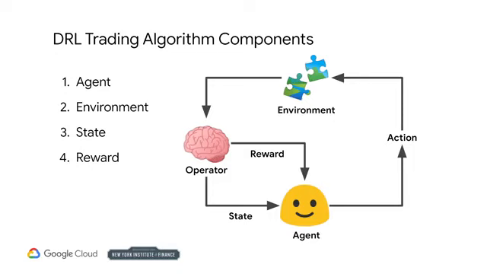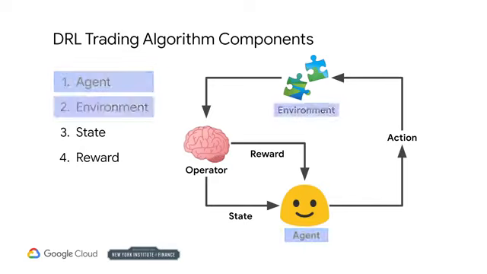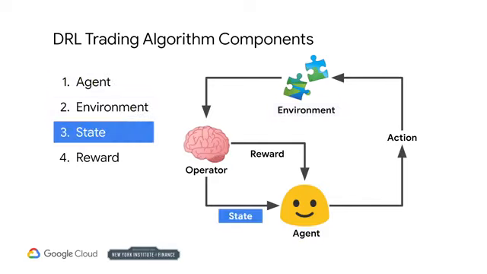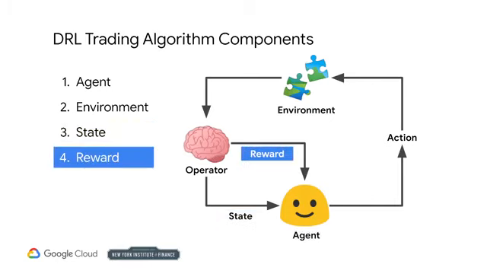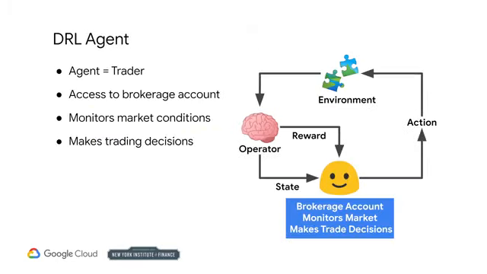In the process of applying DRL on financial markets, researchers have narrowed down the architecture of trading algorithms to the following main factors: agent, environment, state, and reward. The agent is the trader. It has access to a brokerage trading account, periodically checks the current market situation, and makes trading decisions.